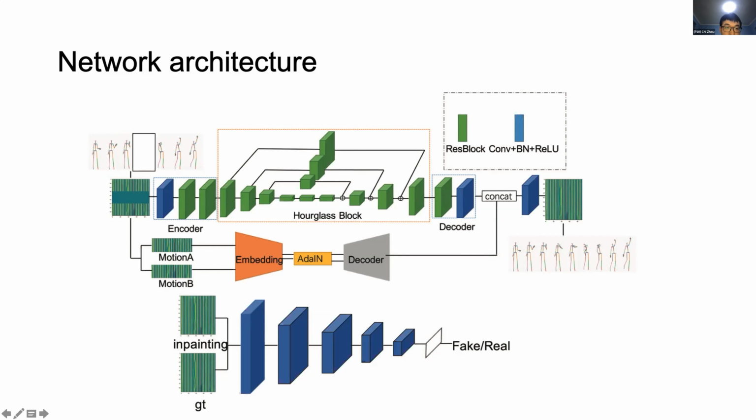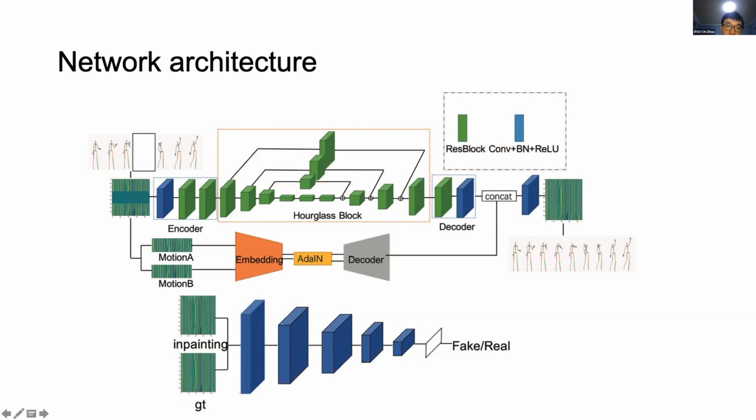The input of the generator is an image to be completed, which represents motion A and motion B and the middle motion to be interpolated. And the output of the generator is a completed image. The encoder and decoder are composed of residual blocks and convolution operations. And the hourglass net also makes use of residual blocks.